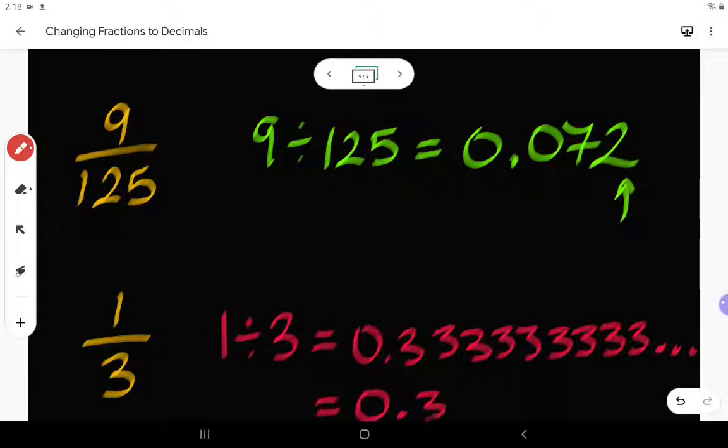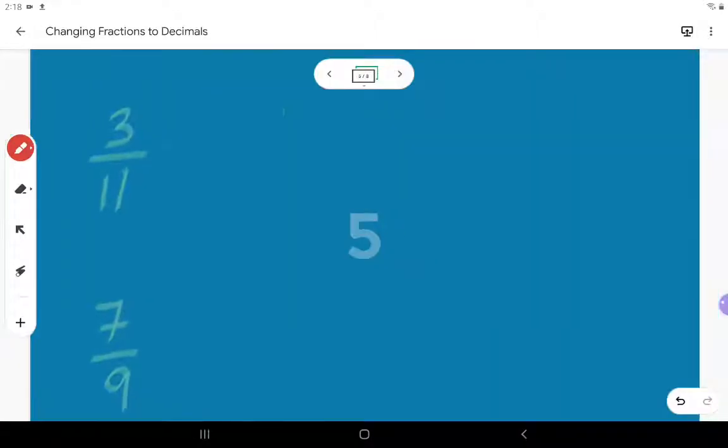So what I do is, I don't want to keep writing 3's for the rest of my life. So I'm going to write that first 3, and then I put a line over top of it. And when I put a line over top of a number, it means that portion keeps repeating forever and ever. Okay, so I've got 0.3 repeating. I put that line on top of it. Okay, let's look at these.